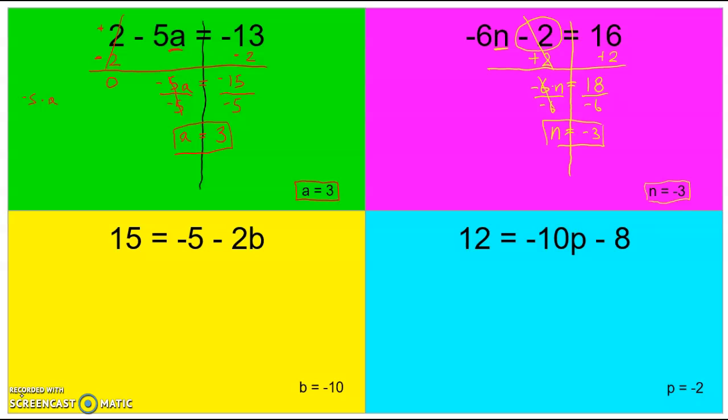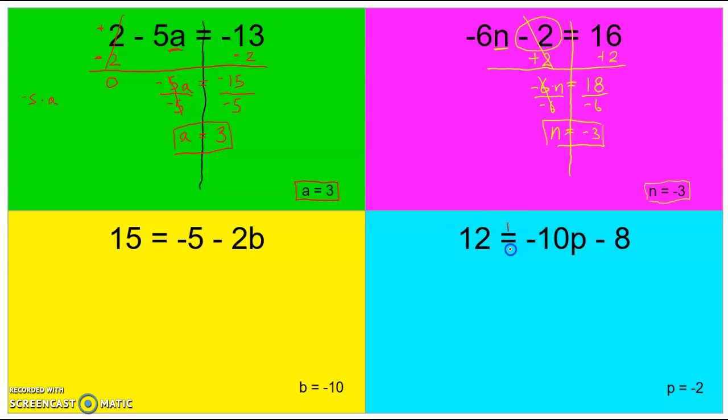Okay, I'm going to do one more problem and leave one problem for you to solve. Let's do the problem in the blue. So let's do the blue color, or teal, or whatever color it is. All right, so we have the equal sign here. Okay, and I'll go a little faster this time. So we have 12 is equal to negative 10p minus 8. All right. So right now the equation is currently balanced.